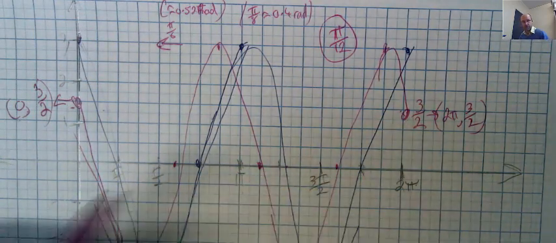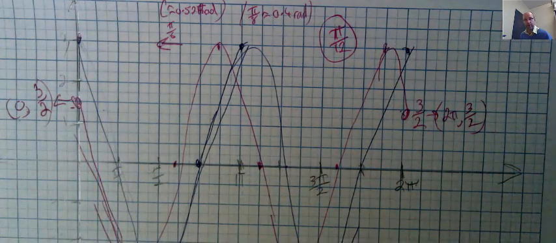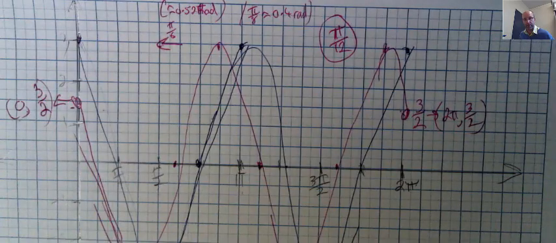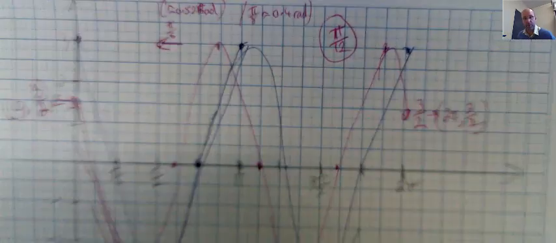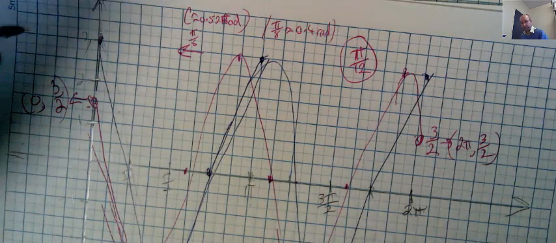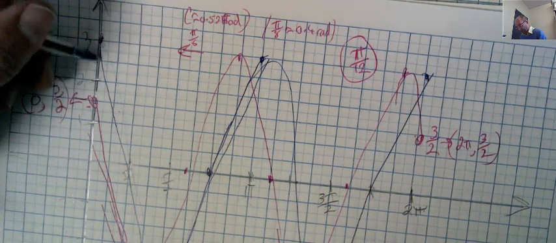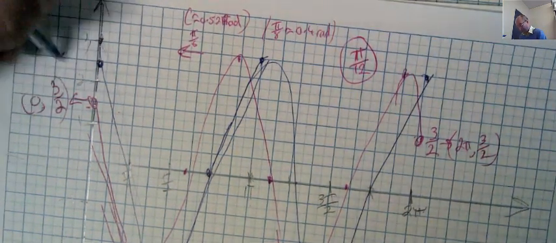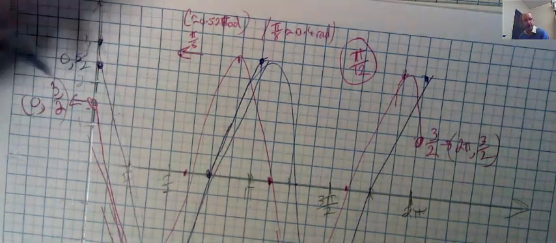So you got your end points. Now we also need to make sure they're moved upwards by 1 as well. So here's our last step now. The final graph will be in blue. So 3 over 2 becomes 5 over 2 there. So 0, 5 over 2.